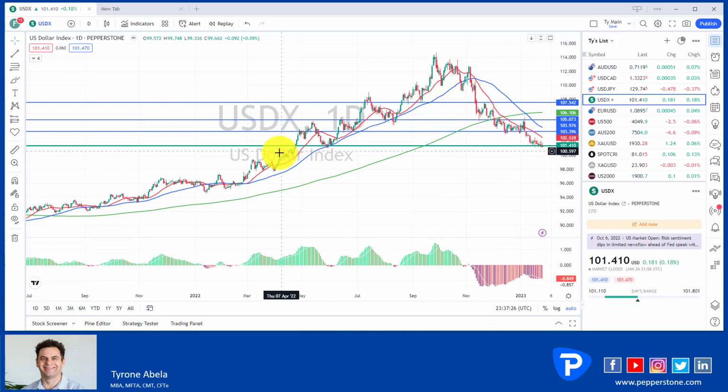So realistically, we know it's a very strong level of support until it actually does something and either breaks it down and gets below the 100.50. If it does that, then the euro is looking like it's going to go quite long.